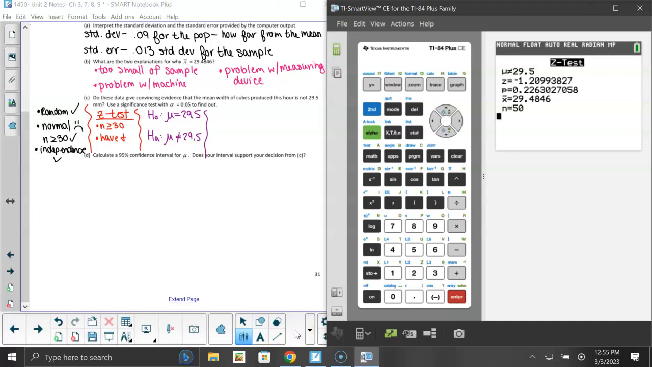Because they just gave me the standard error. I don't know if that's from that sample. So normally you do the standard deviation for the sample divided by the square root of the sample size. Remember all that? This thingy? That's why.